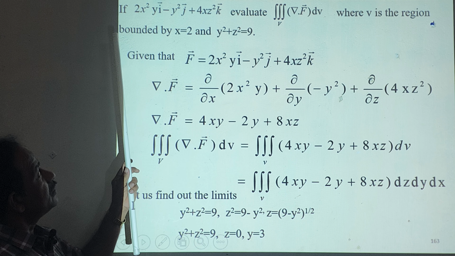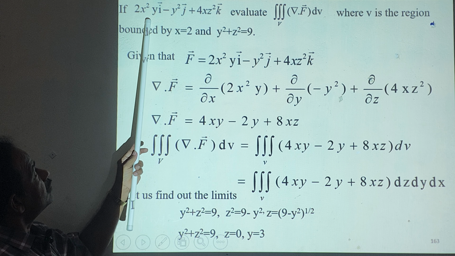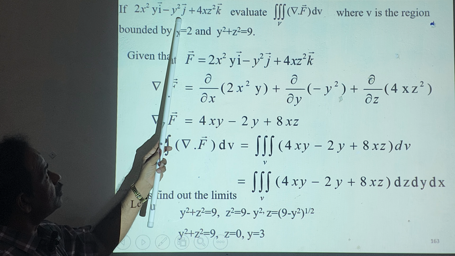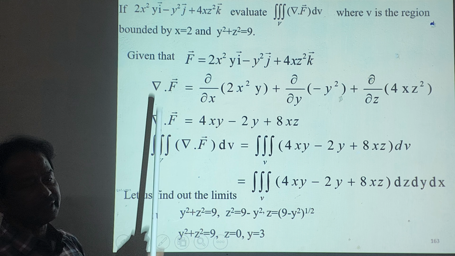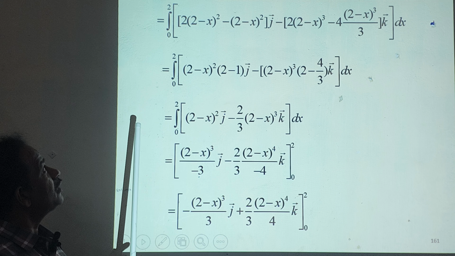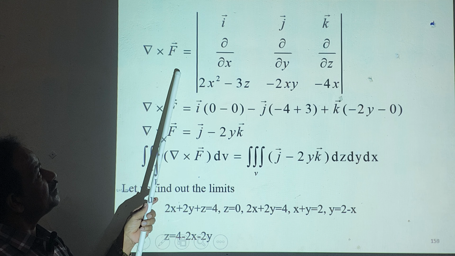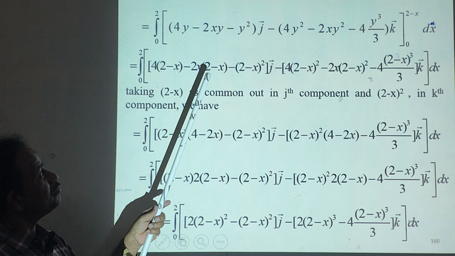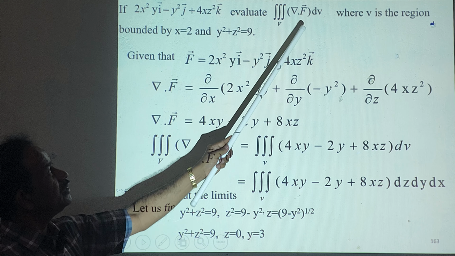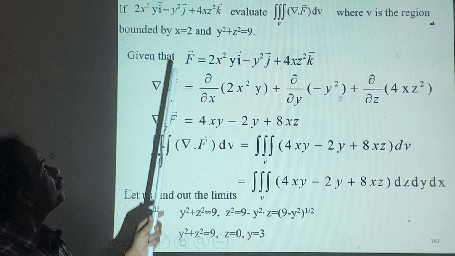So let us evaluate the next problem. 2x squared yi minus y squared j plus 4x z squared k. We evaluate del cross f. So last time we were asked to calculate del cross f. See here, del cross f. So this time we are asked to calculate del dot f. Del dot f dv.